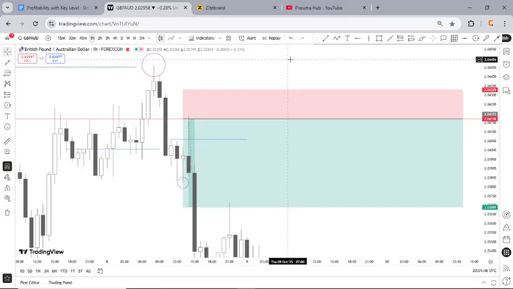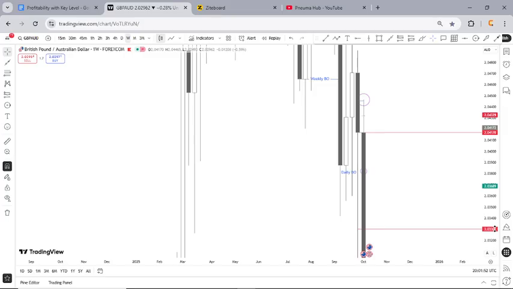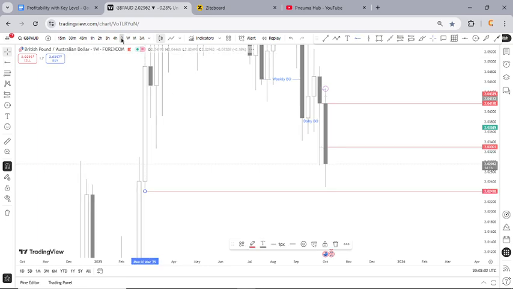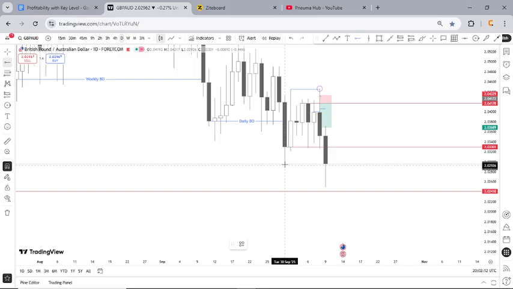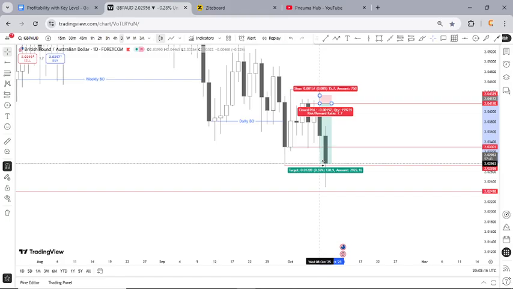Then where would be my TP? Since the weekly is bearish, and then the daily too is bearish, I would have loved to cover. Okay, this will be my final TP, but let me go to daily. This will be my TP on daily, and that's 7RR. I might even take my trade back at this key level.